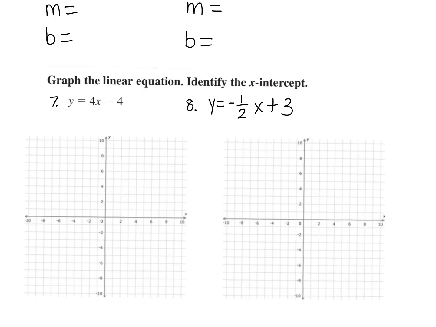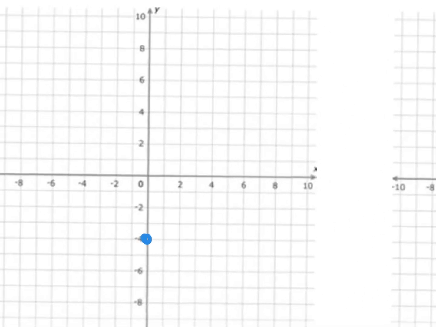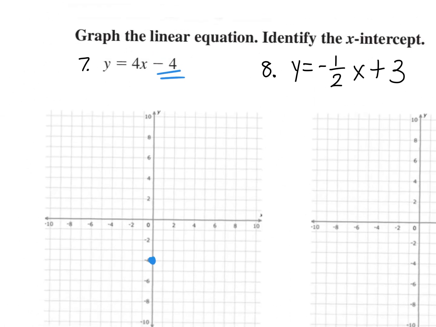So the first thing I do is graph that y-intercept. So the y-intercept is at -4. So I go to -4 on the y-axis, which is down here, right? -4. Okay, I put a point. The next thing I do is I use the slope. Well, the slope is +4, which is not a fraction right now.